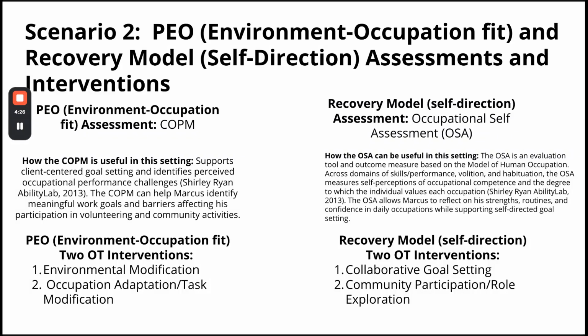The next assessment I chose for the recovery model for self-direction was the Occupational Self-Assessment, or the OSA. This can be useful because it's an evaluation that can measure human occupation across domains of skills, performance, volition, and habituation. The OSA helps Marcus reflect on his strengths, routines, and confidence in daily occupations while supporting self-directed goal setting. Some of the interventions for the recovery model for self-direction included collaborative goal setting, community participation, and also role exploration.